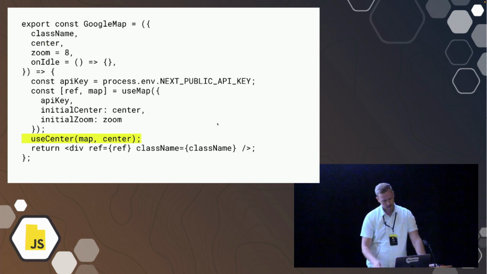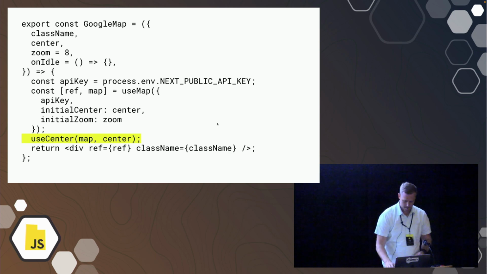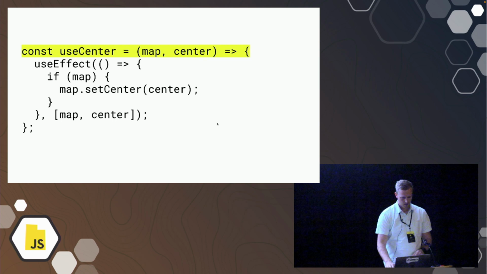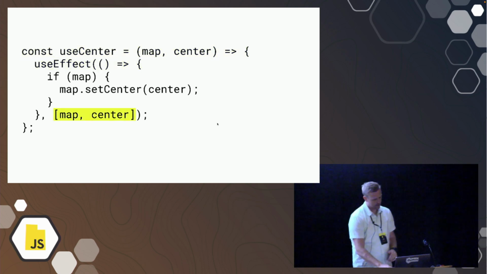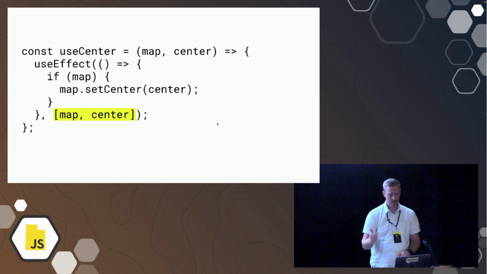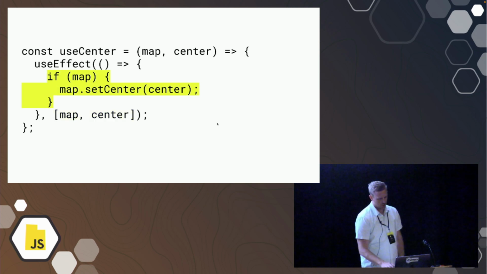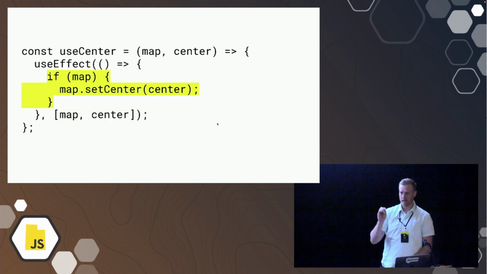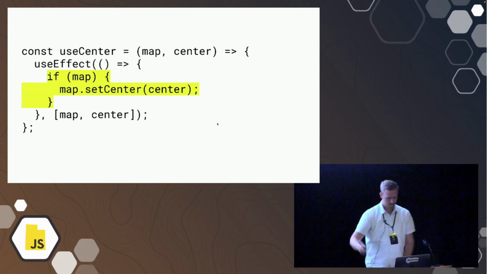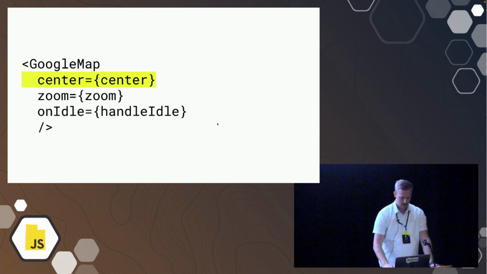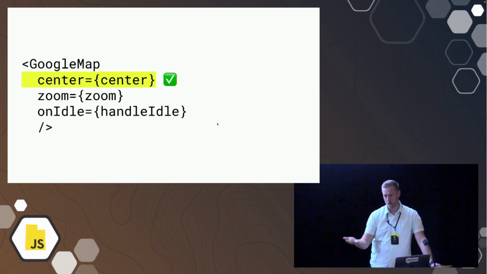So let's make a hook that's just called useCenter, and takes the map and the center. That's all we need for that. Now, this is a pretty simple custom hook. It's just a useEffect, and whenever the map changes or the center changes, we will call the useEffect and do that imperative code where we're calling a setter. So we're going to set center here. All right, check. We have that functionality.